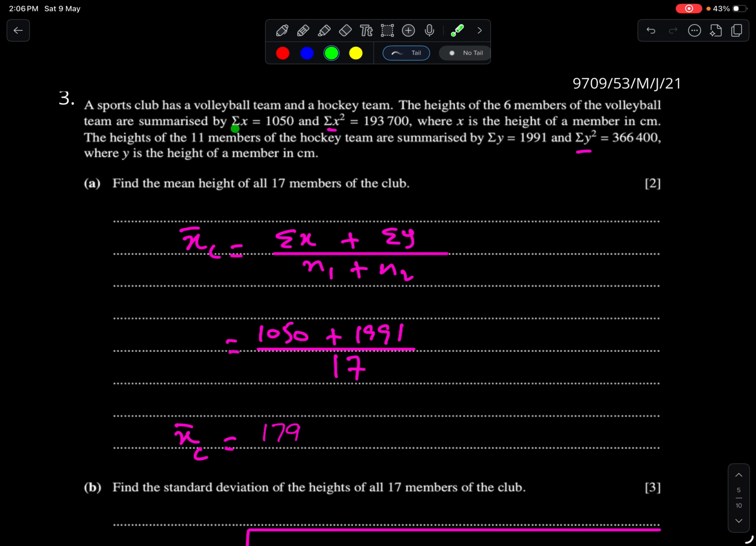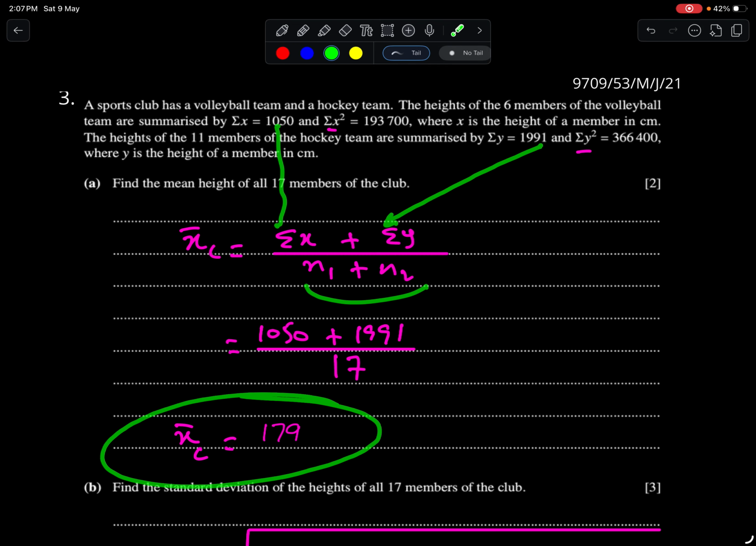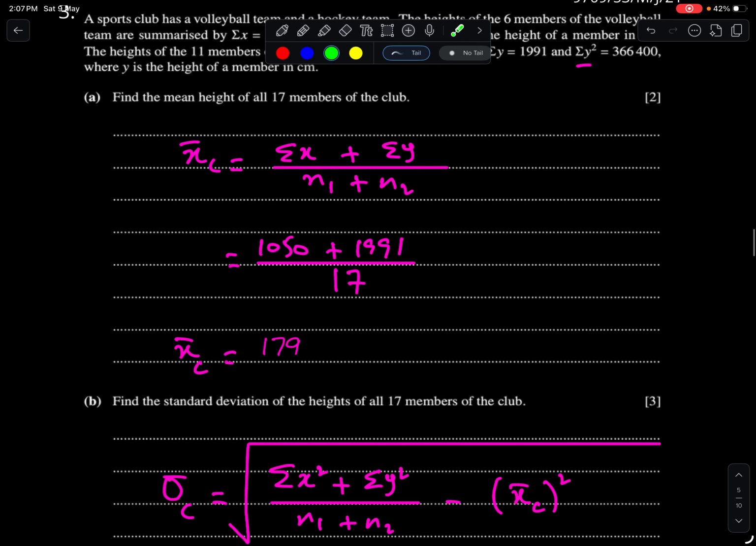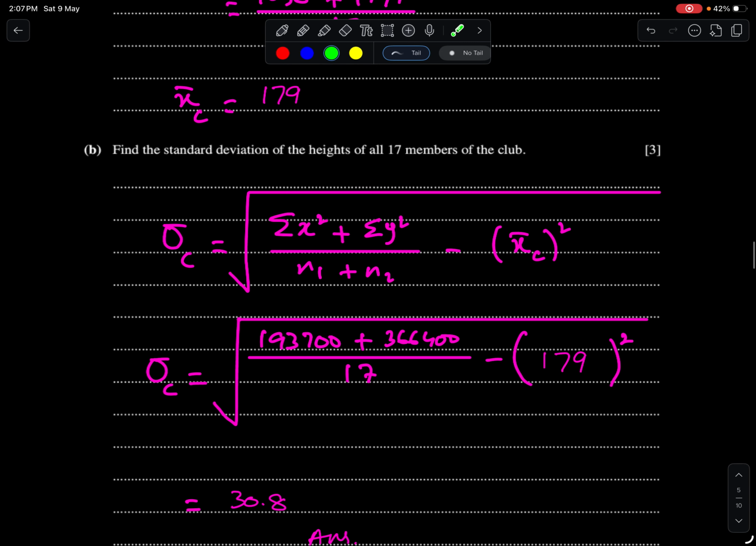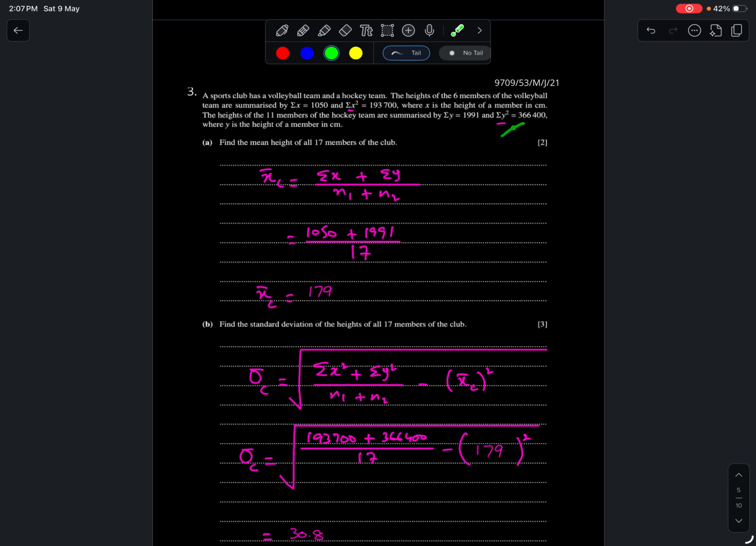Combined mean. We have sigma x, the heights of 6 members. This is the first group, 6 members of the volleyball team. Sigma x square, we have both, and 11 members of the hockey team. The data is here. Find the mean height. This is very simple. We have sigma x 1050, we have sigma y, and total is 17. This is the combined mean. Now the combined standard deviation. We have the complete data, nothing is missing. So this result is here, this result is here, total is here, combined mean is here.